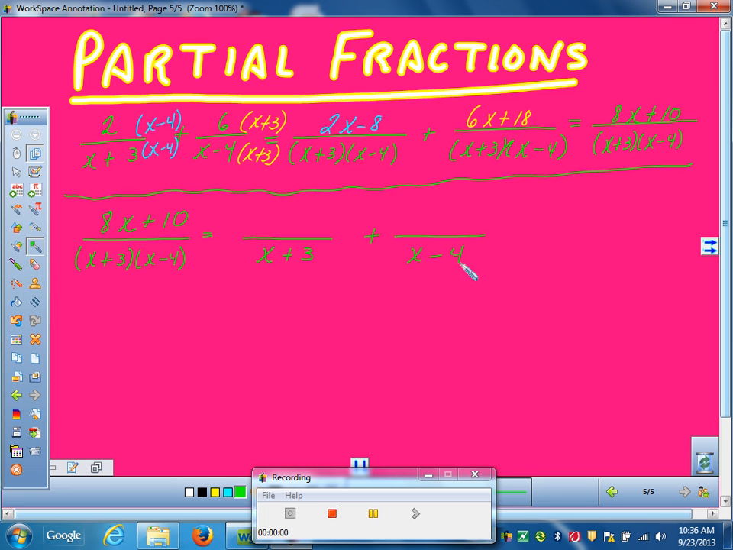So, if I have x plus 3 and x minus 4. Now, here's the wrinkle. How do you figure out what might have been on top? You have to put that back in there, right?